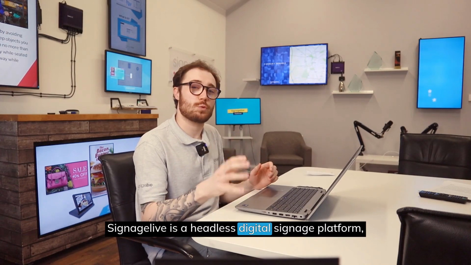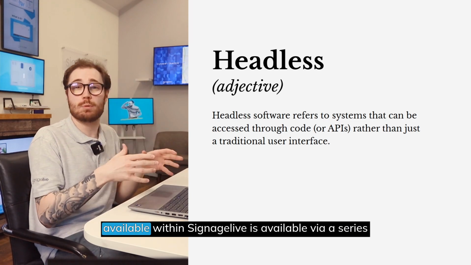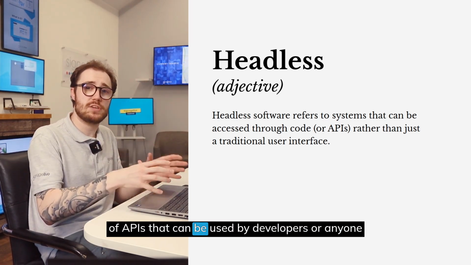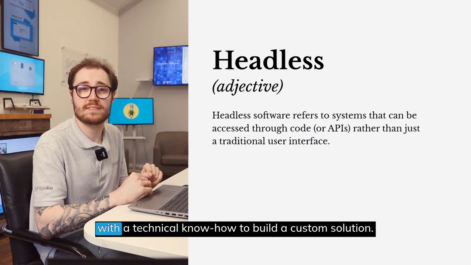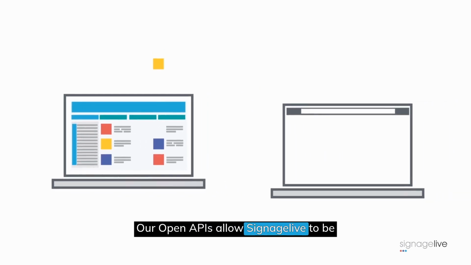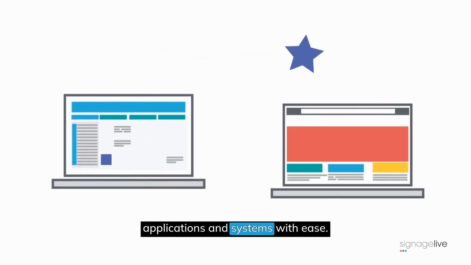Signagelive is a headless digital signage platform, meaning that every feature and functionality that's available within Signagelive is available via a series of APIs that can be used by developers or anyone with the technical know-how to build a custom solution. Our open APIs allow Signagelive to be seamlessly integrated with other software applications and systems with ease.